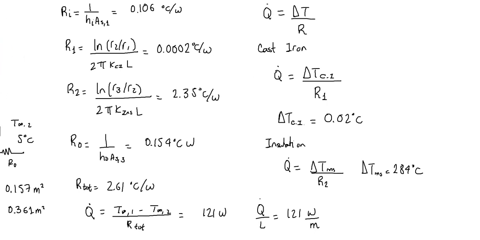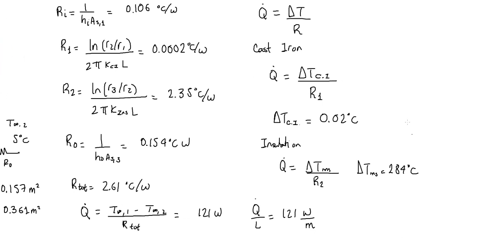Now let's see if our results make sense. In between all the materials, the amount of Q dot has to be the same. If we rewrite this equation, Q dot times the resistance is equal to the change in temperature. So as you can see, the change in temperature and the resistance are proportional to each other. We have the highest resistance inside of the insulation, therefore we expect to have the highest temperature change inside of the insulation. So that checks.